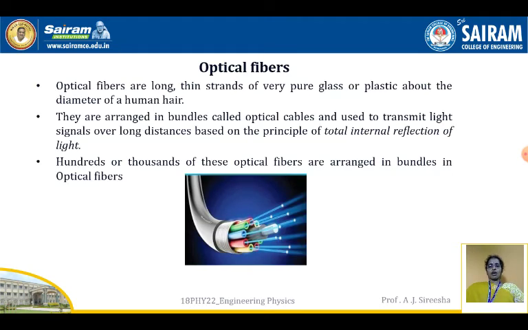Optical fibers are long thin strands of very pure glass or plastic, about the diameter of a human hair. They are arranged in bundles called optical cables and are used to transmit light signals over long distances based on the principle of total internal reflection of light. Hundreds or thousands of these optical fibers are arranged in bundles in optical cables.